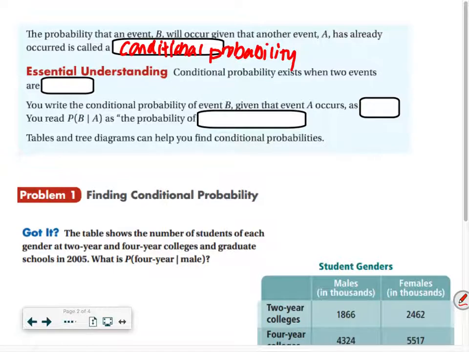Conditional probability exists when two events are dependent. Dependent meaning they rely on each other.